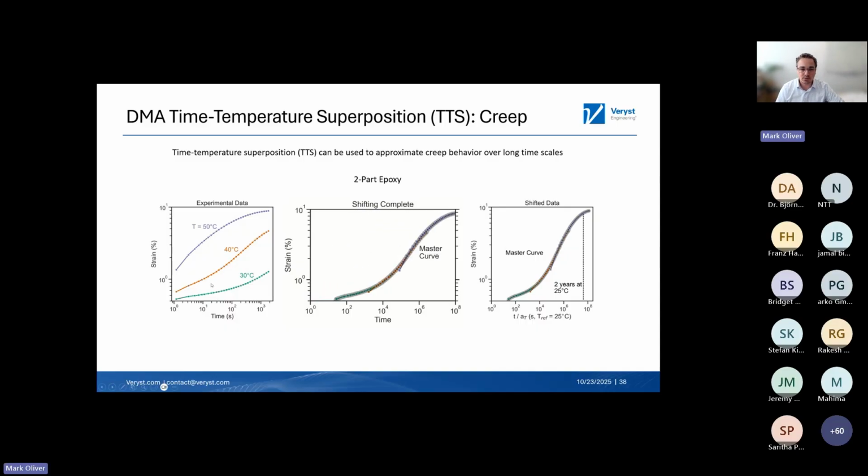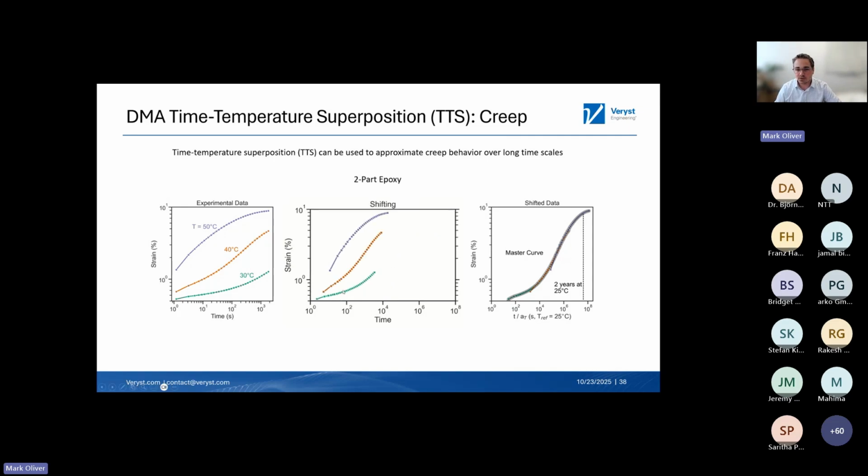And so instead, what you do is use time temperature superposition. You can do this in a DMA. You make a specimen of your 2-part epoxy, and you can measure the creep strain as a function of time at different temperatures. You run these experiments over minutes to hours, something that's reasonable for an experiment to run. Now what time temperature superposition does is basically treat running a test at a high temperature, like 50 C, as the equivalent to running that same experiment at a lower temperature, but for much longer times.